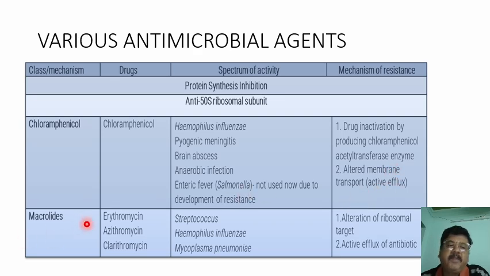Then macrolides: erythromycin, azithromycin, clarithromycin. Spectrum of activity: Streptococcus, Haemophilus influenzae, Mycoplasma pneumoniae. Resistance by alteration of the ribosomal target and active efflux of antibiotics.